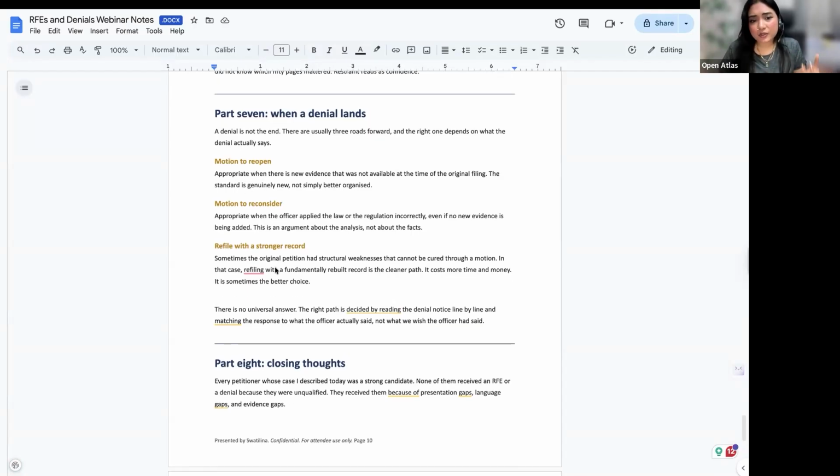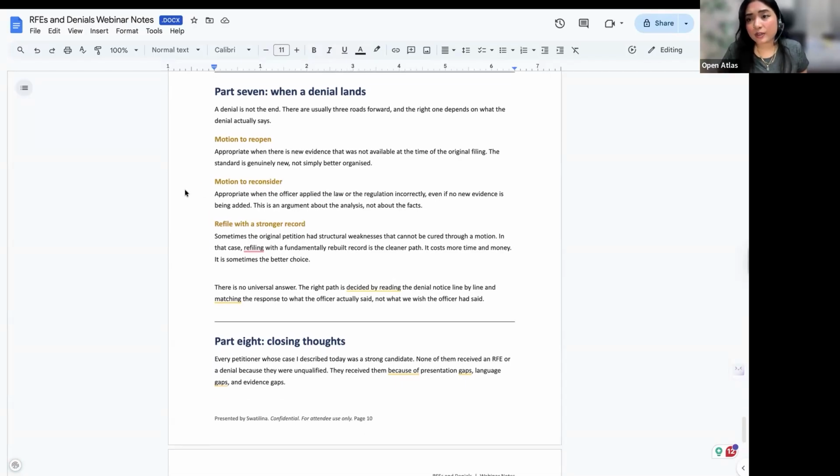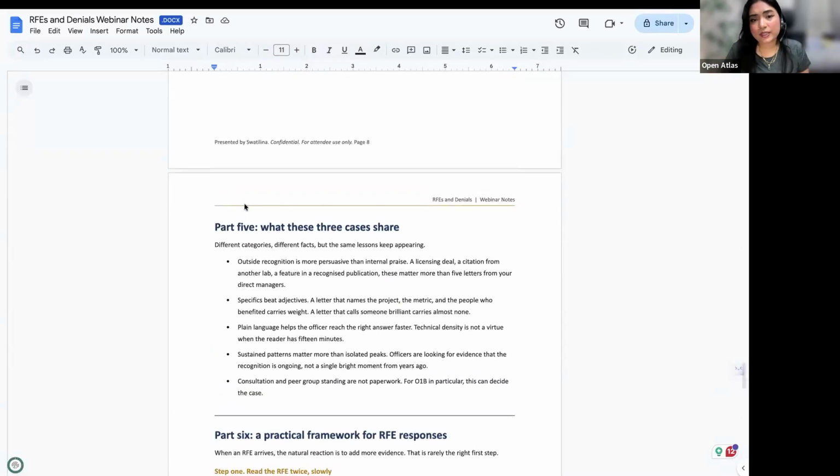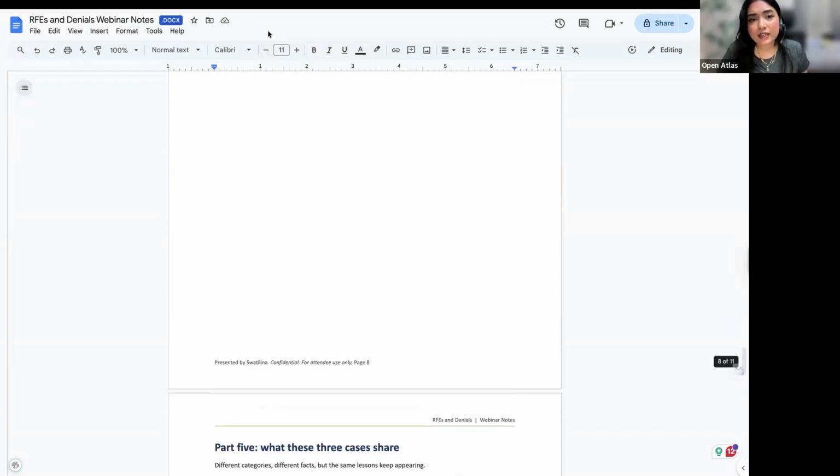As I said, there are 3 ways you can respond to denials: motion to reopen, motion to reconsider, or refile with a stronger record. It totally depends on you and your attorney how you would like to pursue it. Okay, this is how the situation currently is. I will stop sharing my screen, and I can share this particular document with all of you, and you can read through it whenever you have time.